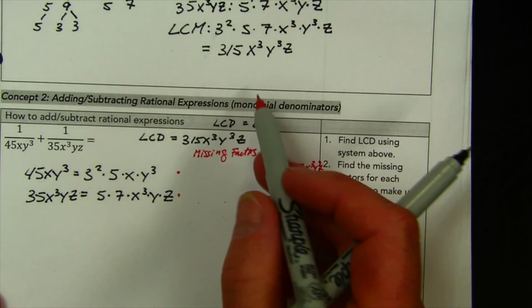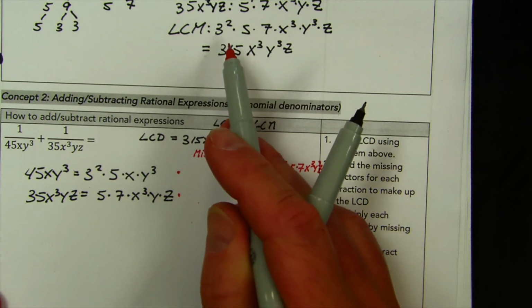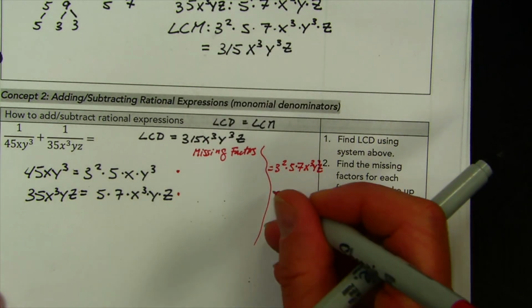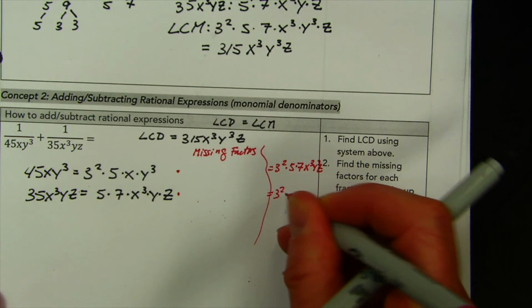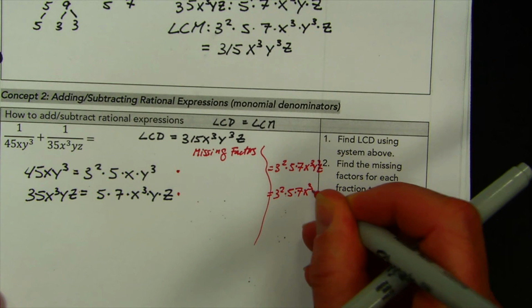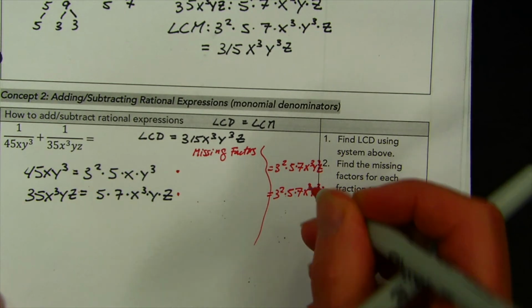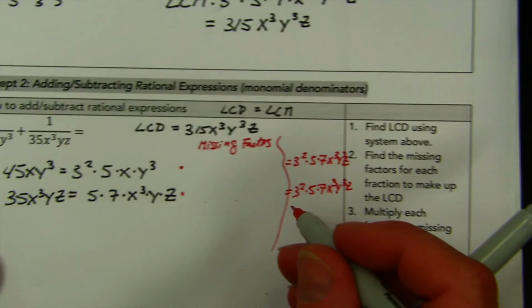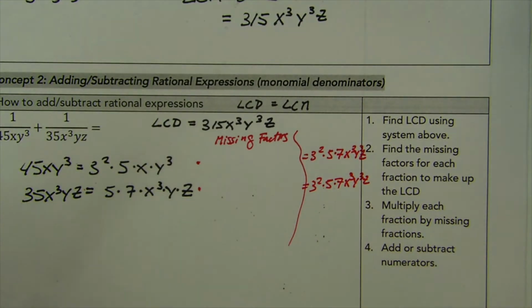Where did I get that? It's right here. Okay, this equals that, right? So I'm going to write this one right here: 3 squared times 5 times 7 times x cubed y cubed z. Now, you may not need to write all this stuff later on, but do it this time and you'll see what I'm talking about.